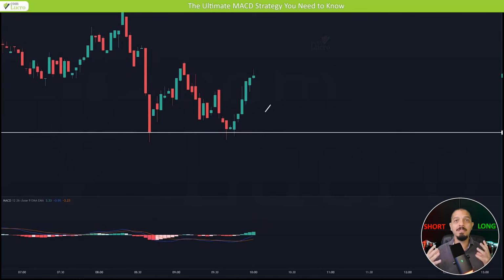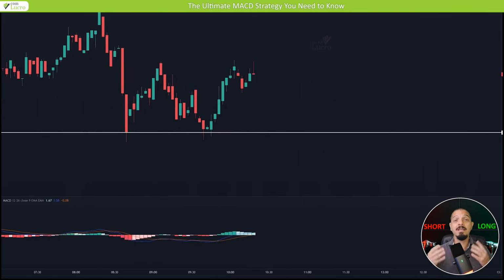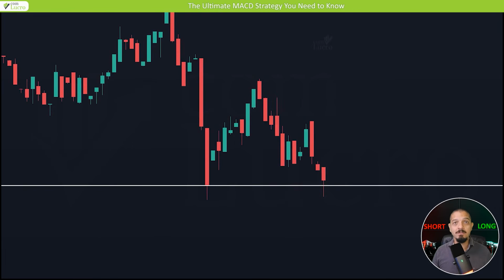Once the price revisits this key support or resistance, it's a potential area for a reversal. Now, it's important to note that while support and resistance are useful tools, they're not foolproof. A support level that held in the past might break if the price has enough momentum to push through it. To increase confidence in the trade, this is where the MACD indicator becomes essential.